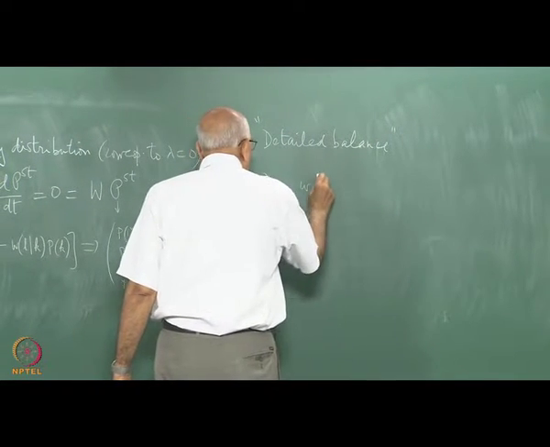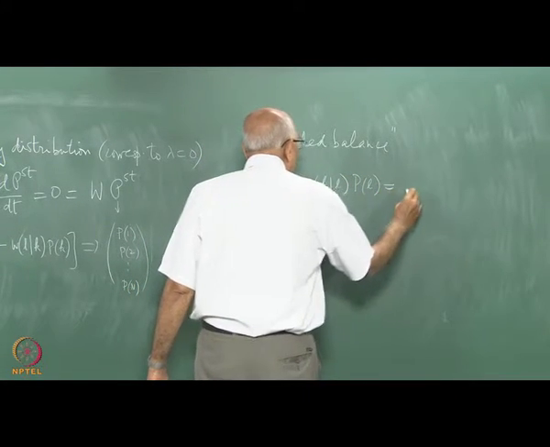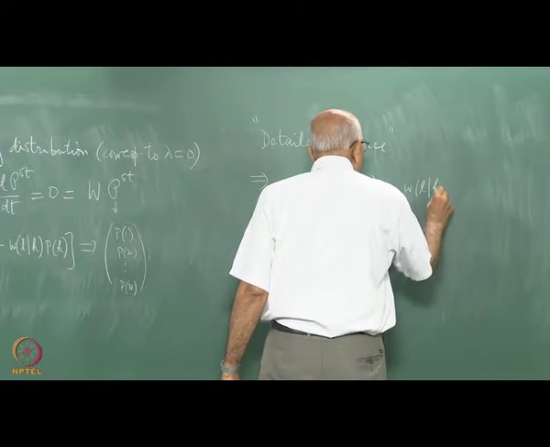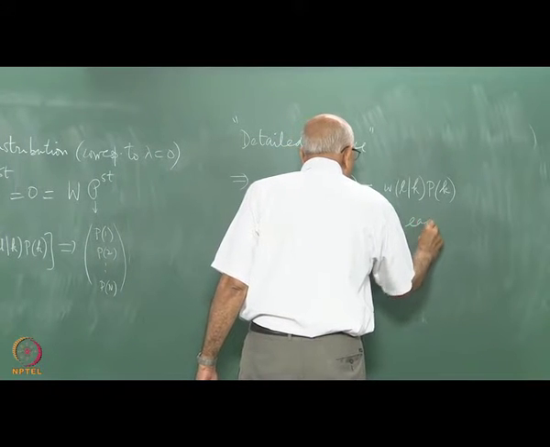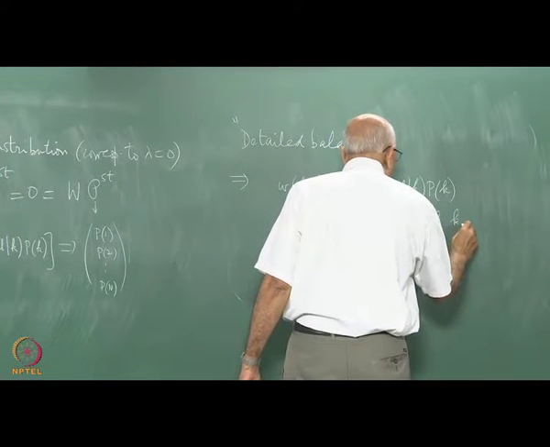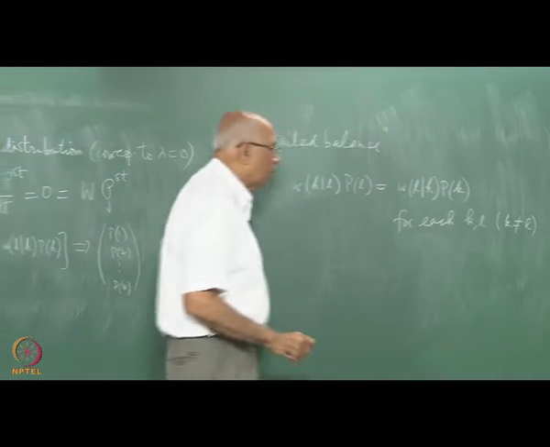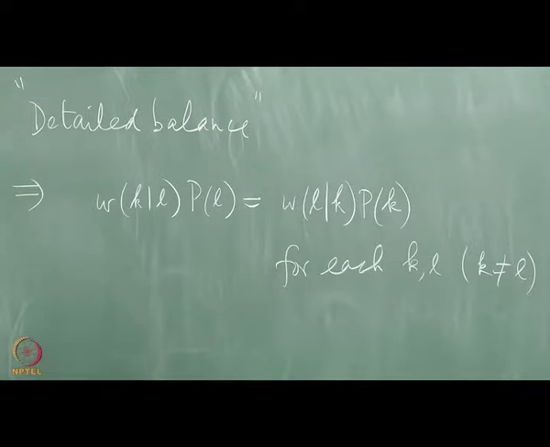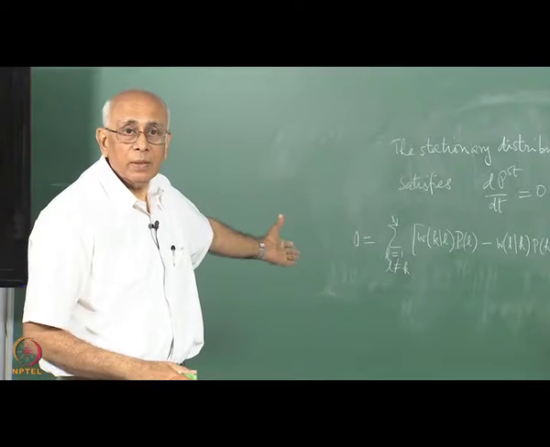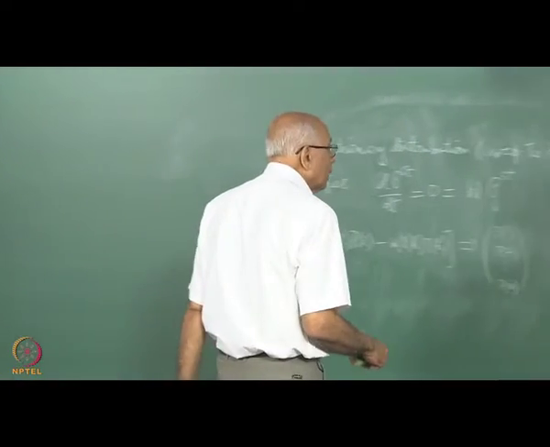This implies that the quantity W_KL P(L) equals W_LK P(K) for each K, L not equal to K. Okay. For every pair this is true pairwise, and of course if that condition is true, then immediately you know that that is going to give you the stationary distribution without doing much solution at all.